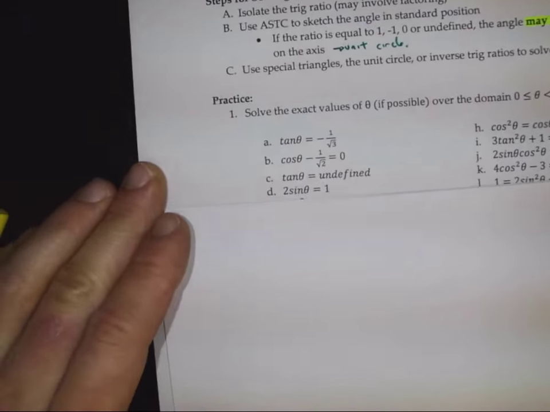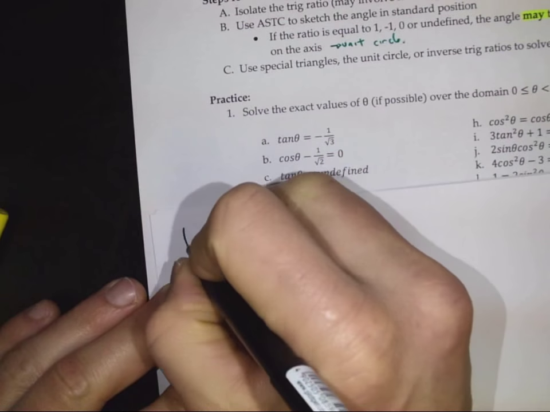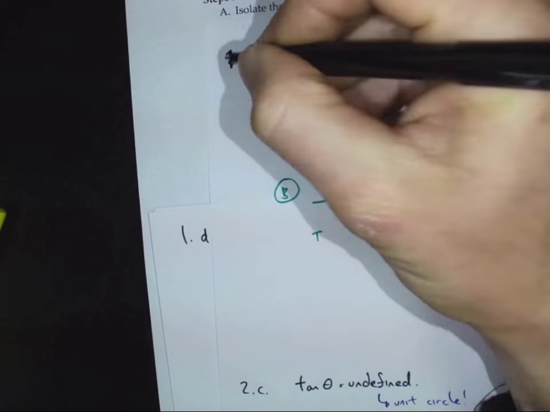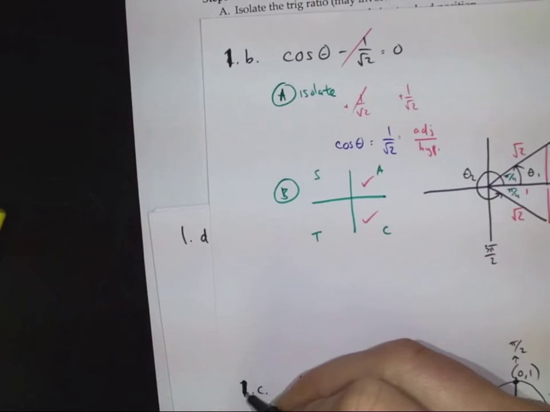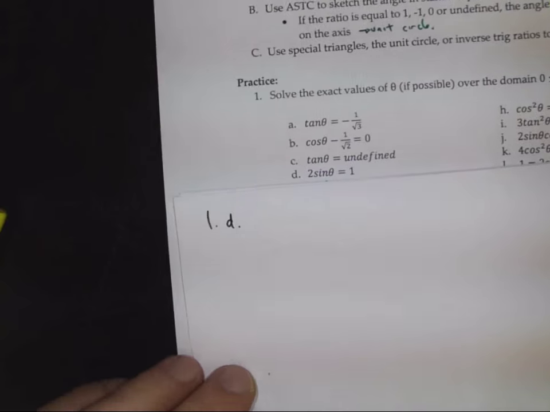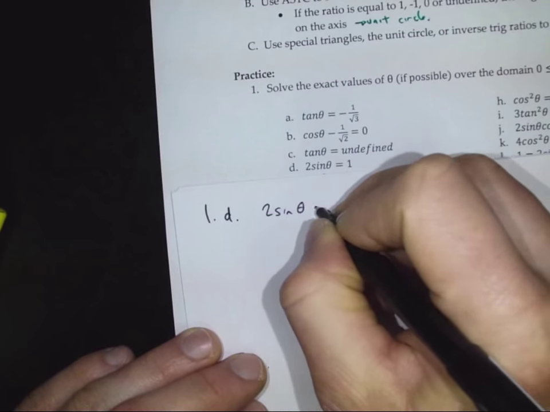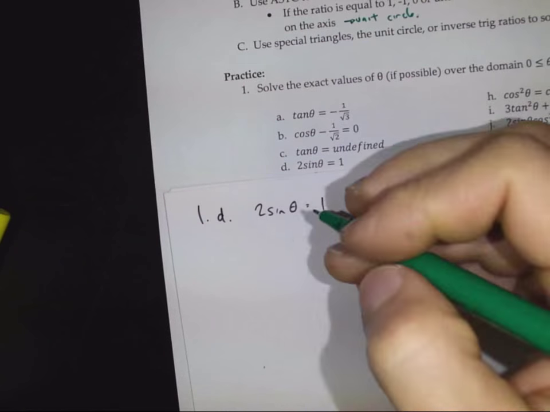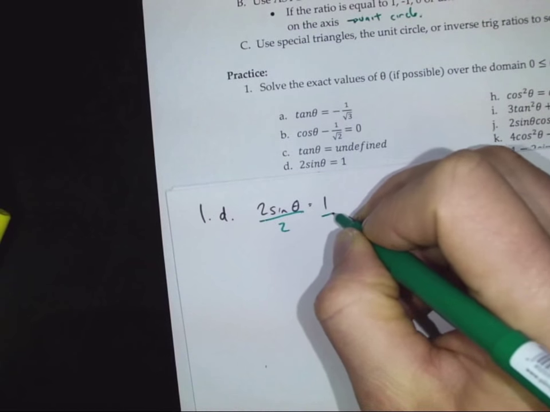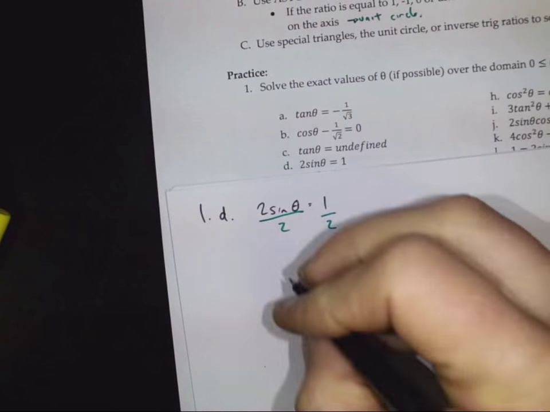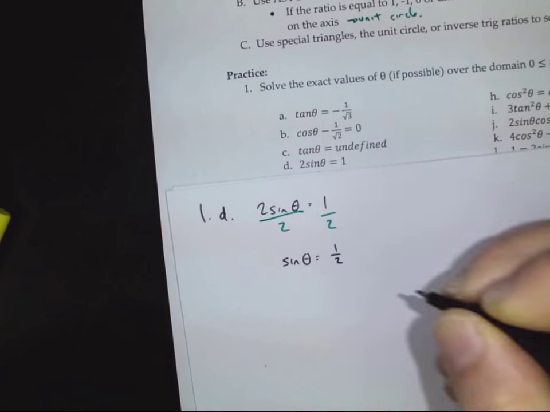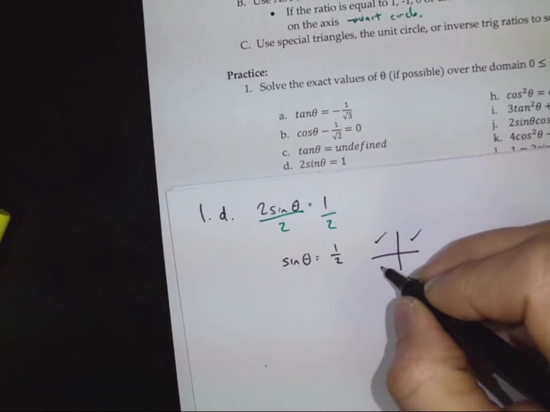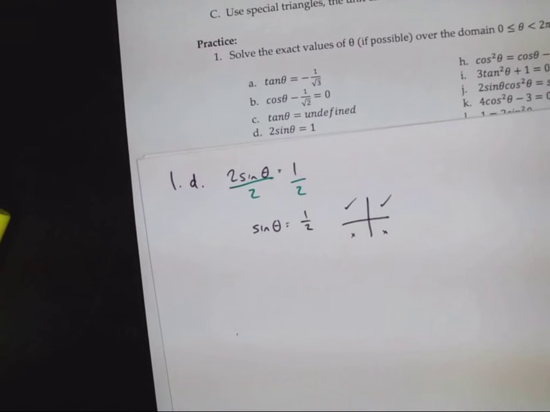All right, question D. 2 sine theta is 1. I think I actually called those questions 2B and 2C, but those are 1b and 1c. All right, so we've got 2 sine theta is equal to 1. Okay, cool. So we're going to isolate theta, and the way we're going to do that, we're going to isolate sine theta. We're going to divide by 2 and divide by 2. And that gives us that sine theta is equal to 1/2. Okay, so it's a positive ratio. So where is that? That's in the first quadrant and the second quadrant, but not in the third or fourth. Okay, so we'll sketch those out.